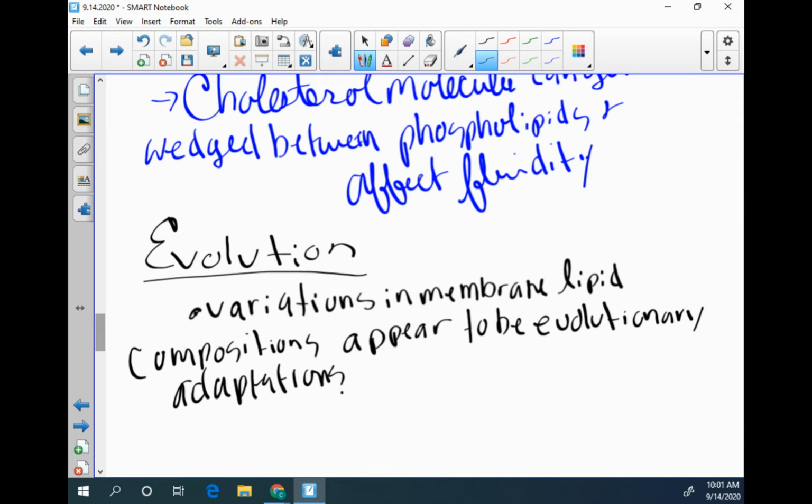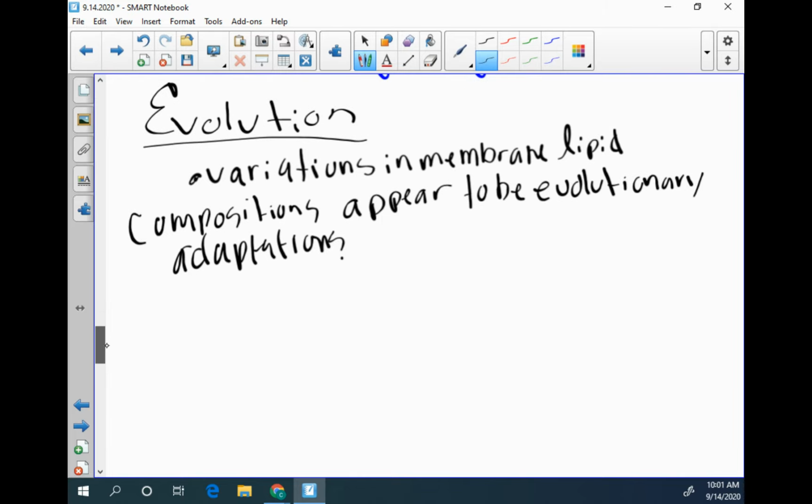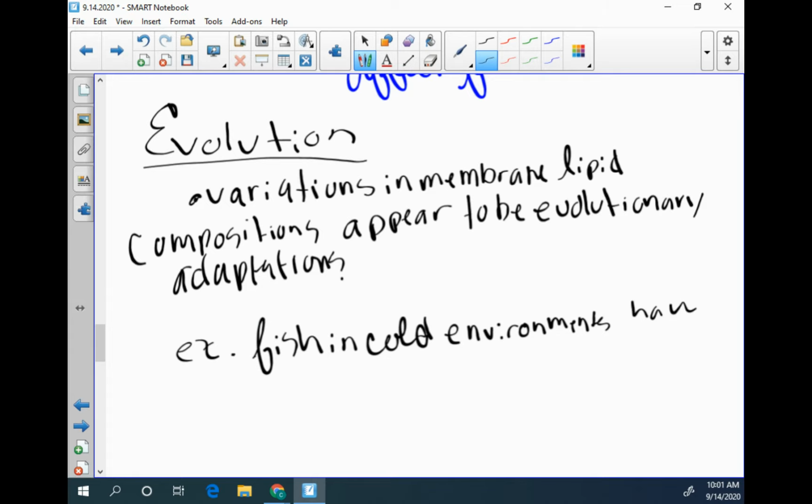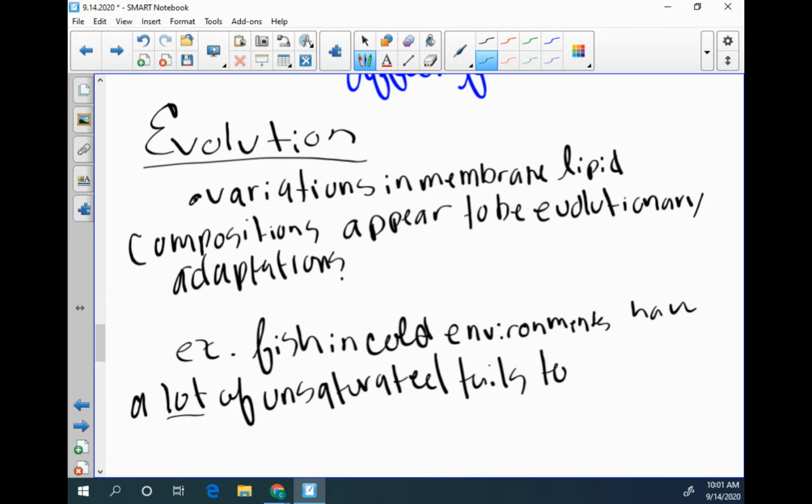So an organism developing camouflage to avoid predation. The same thing can happen on a more cellular level. An example here is that fish in cold environments, like deep sea fish, have a lot of unsaturated tails to increase membrane fluidity.